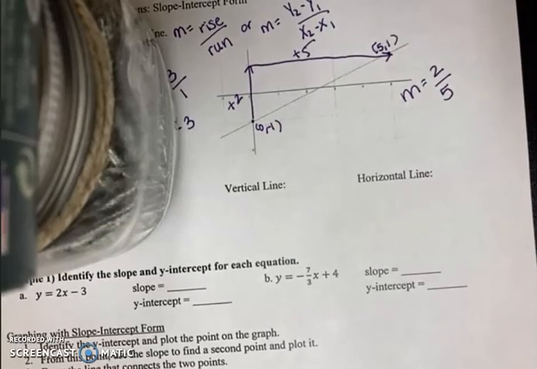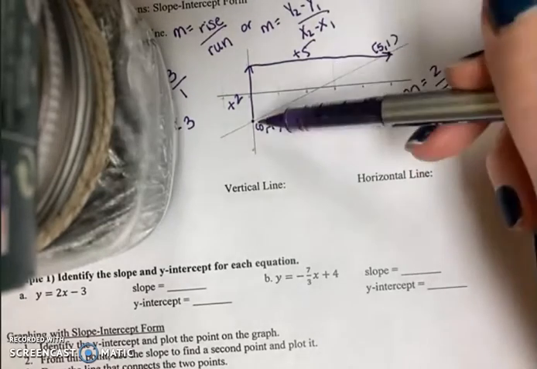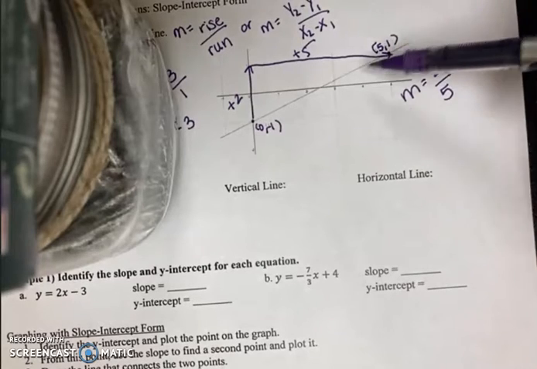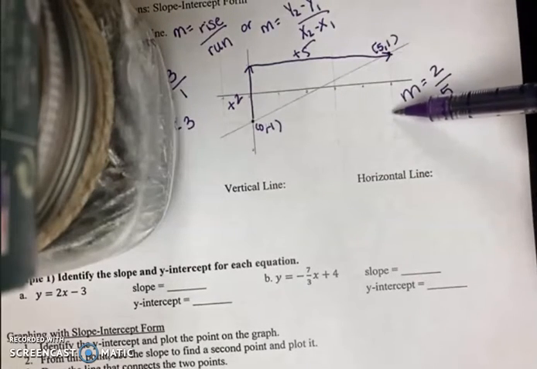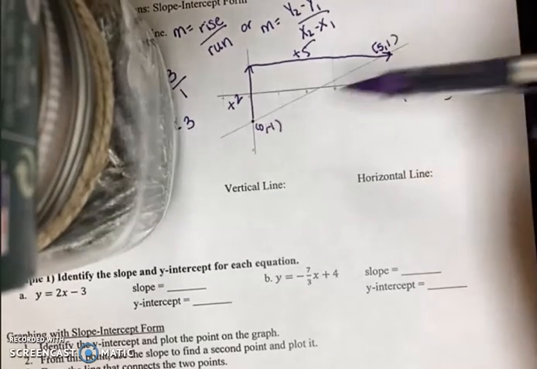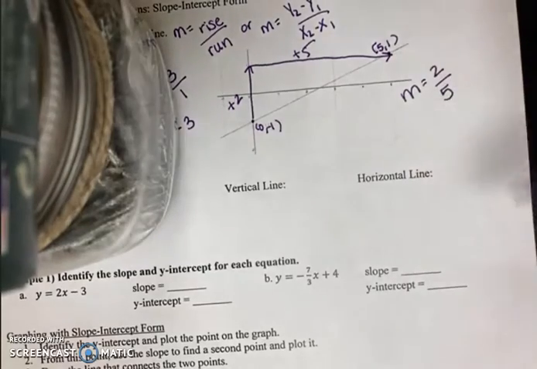Also, it's worth pointing out that I could have also went from this point to this point. It's just that we tend to read left to right. But if I was going from this point to this point, right to left, it would have been down 2 and left 5. Which would be negative 2 over negative 5, which is still 2 over 5.